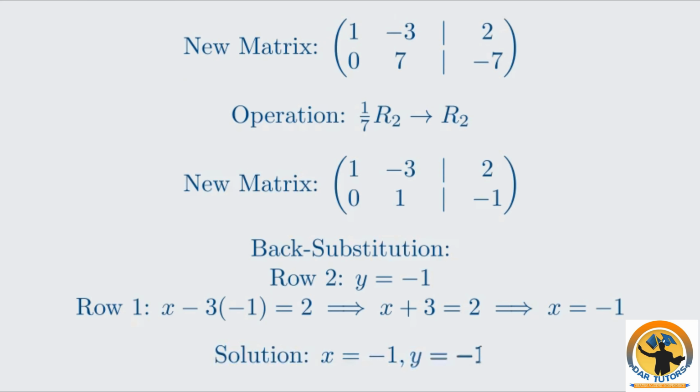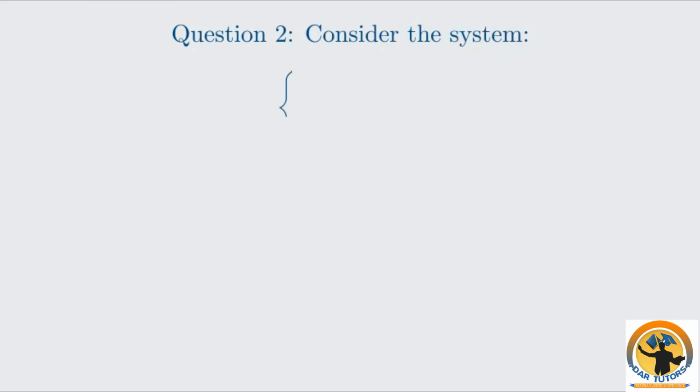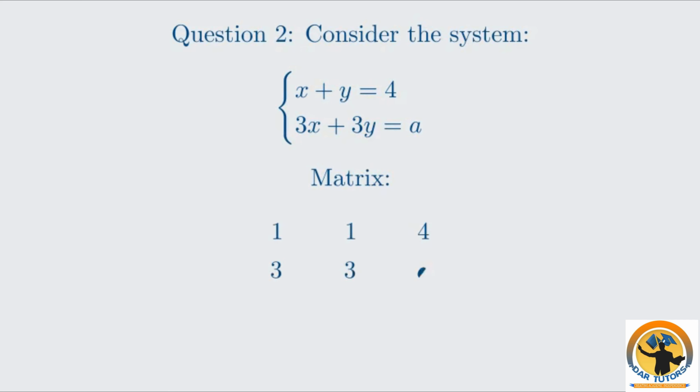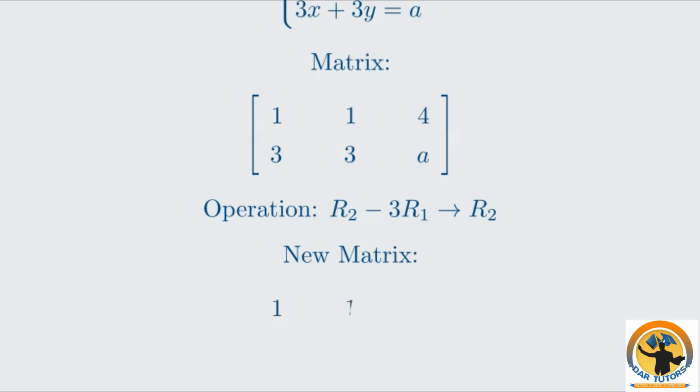Here is the solution for question 2. The system is x plus y equals 4 and 3x plus 3y equals a. The augmented matrix is 1, 1, 4 in the first row, and 3, 3, a in the second. To get a 0 in the bottom left corner, we perform the operation R2 minus 3 R1 arrow R2. The new matrix is 1, 1, 4 in the first row, and 0, 0, a minus 12 in the second.